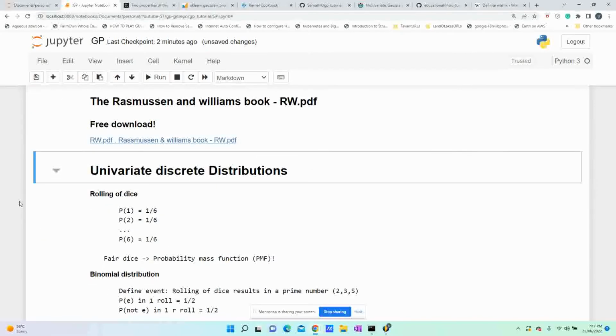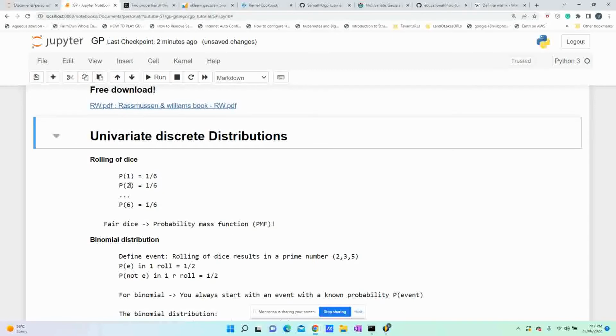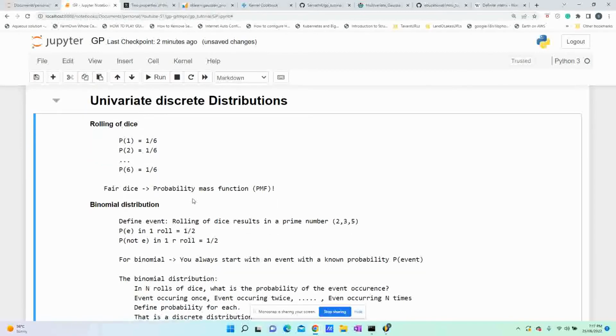So let's get started. Let's start with some basics. Univariate probability distribution. You should all know about the rolling of dice, which is a random variable, and it can take discrete values like 1 to 6, and it's uniform, 1/6 for a fair dice.